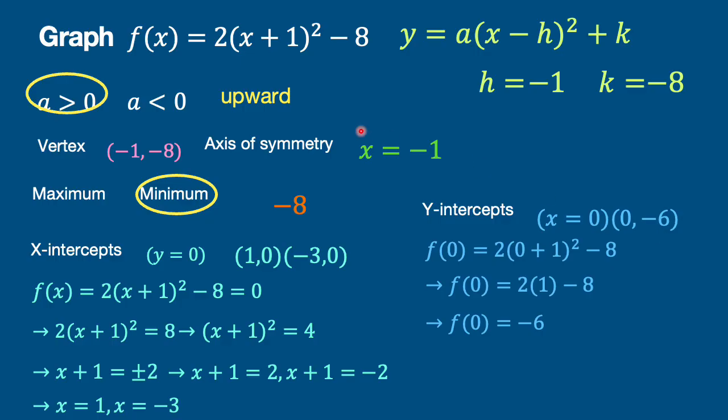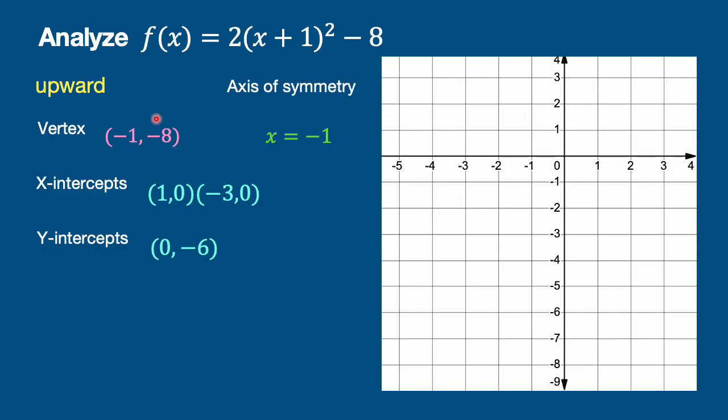That's all you need to sketch the quadratic function here: leading coefficient, vertex, x-intercept, y-intercept. Based on this information, we're going to sketch the quadratic function. Let's sketch it, guys. Upward, axis of symmetry, that's the vertical line. Vertex, x-intercept, y-intercept. Okay, let's sketch it.